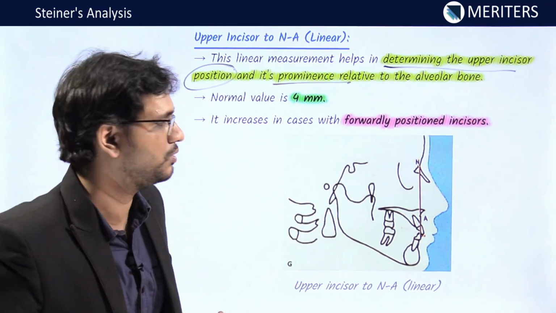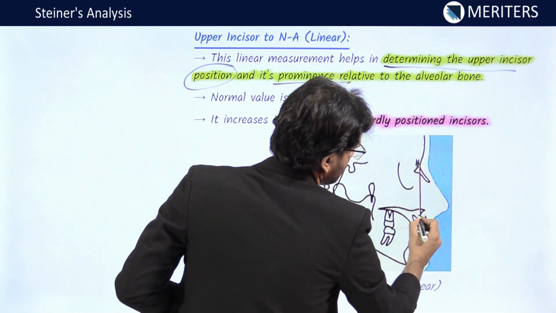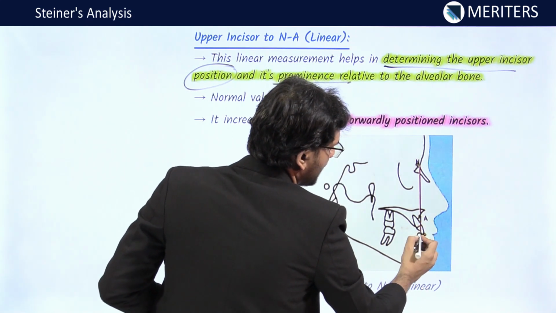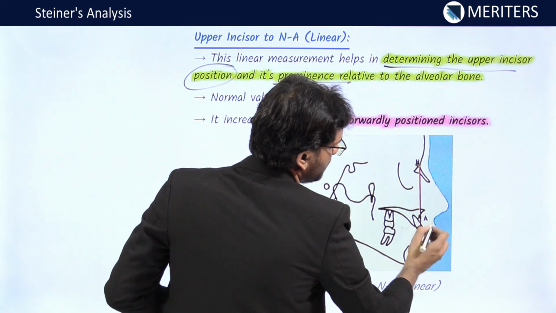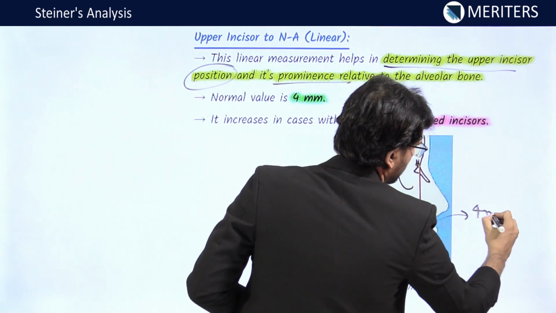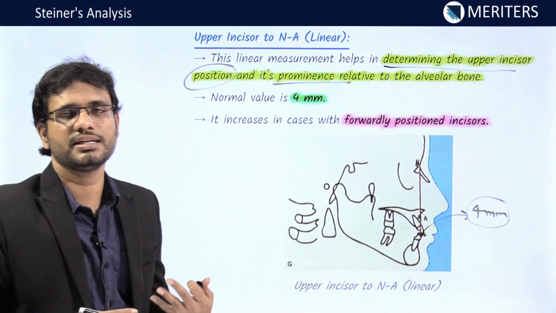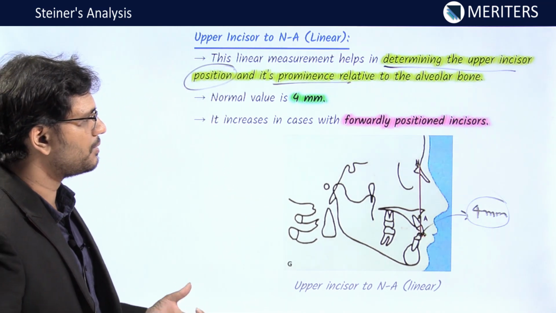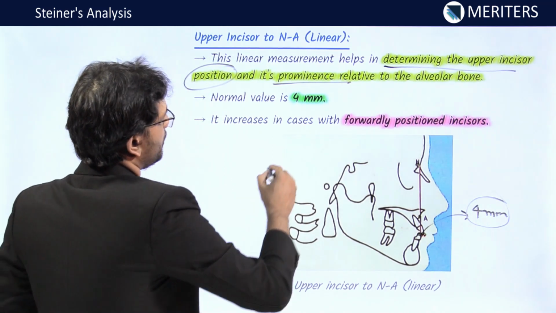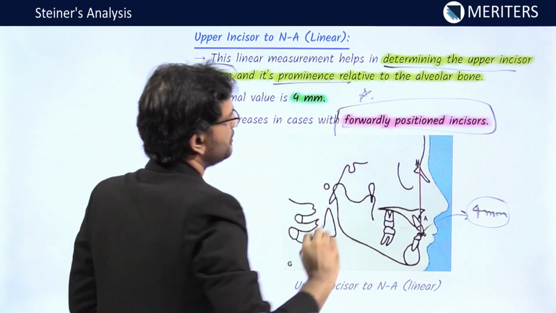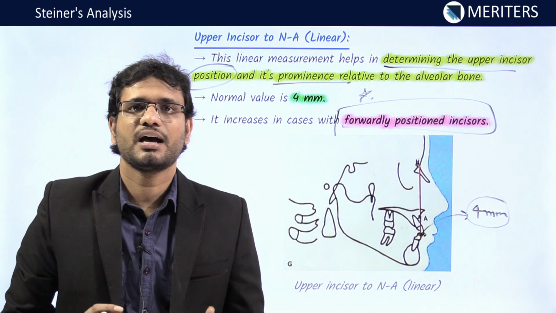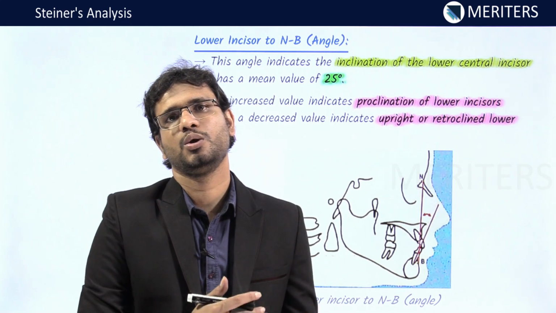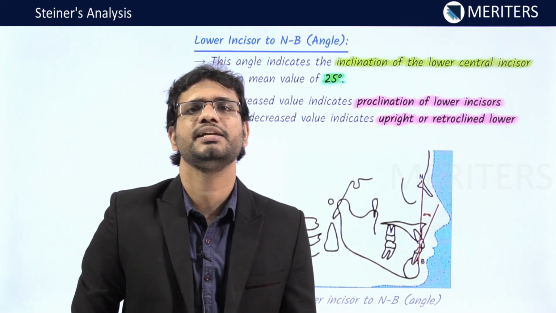So it is a linear measurement that helps in determining the upper incisor position as well as its prominence relative to the alveolar bone. Here we can see this is N, this is A, so this is NA, and there will be a horizontal linear distance between the NA and the labial surface of the upper central incisor. This is generally 4 mm. If it is more than 4 mm, that means there is more proclination or more overjet also, and if it is less than 4 mm, then there is less proclination. If it is increased, that indicates that the incisors are forwardly placed.